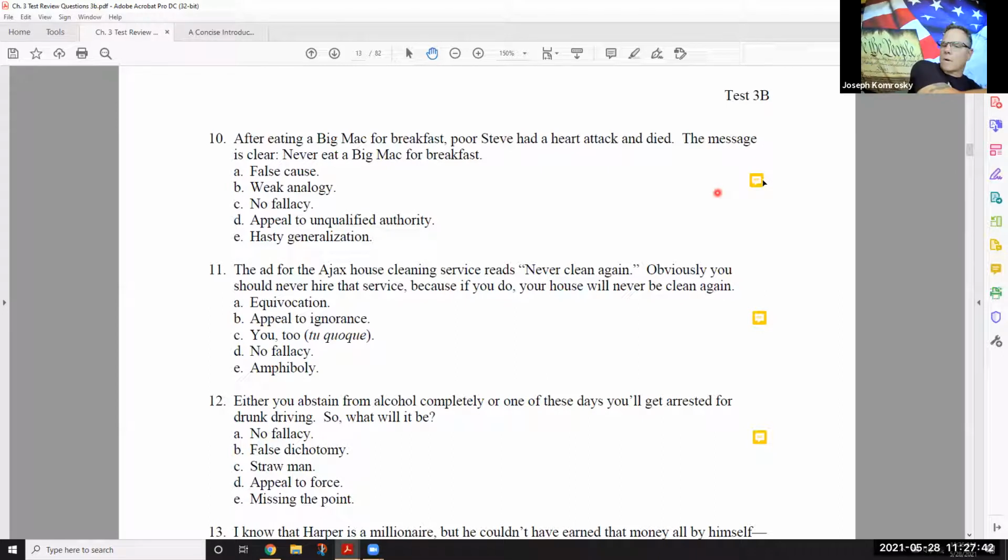Basically, there's all kinds of factors of why Steve could have died of a heart attack. Unless it said he choked on the Big Mac. Okay, that is a cause. He died from the Big Mac. But it doesn't say he choked on it. It just said he died. And not only that, he died later in the day. It just said after eating a breakfast. We don't know how long after, but he didn't choke on it, so who knows? So false cause. There's all kinds of other causes that could have been a reason for him having a heart attack.